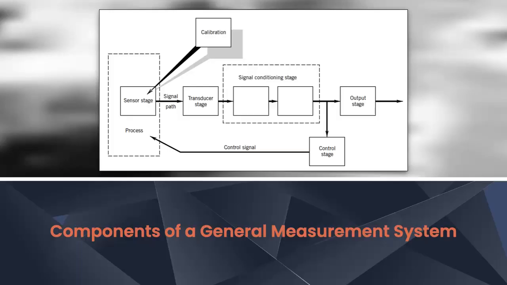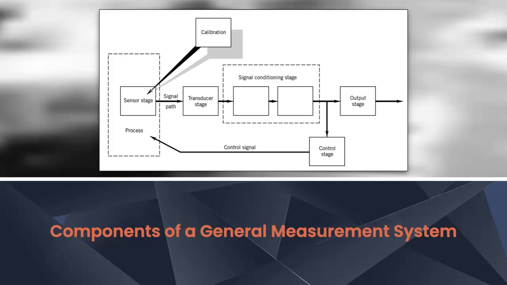Once you have your experimental test plan, you need to set up your experiment, or in other words, you need to set up your measurement system. And here we see the components of a general measurement system. A measurement system is composed of different stages. The first one is the sensor stage.